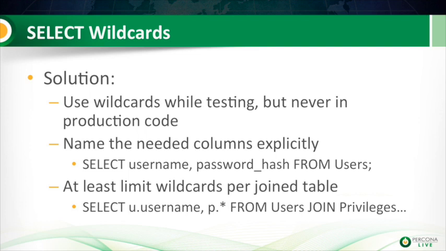Those are the only two columns that I need for this particular query, and I omit the rest. You can also use wildcards on a per table basis, which people often overlook. Maybe you only need one column from the users table, but you need all the columns from the privileges table, and it can be a useful shorthand to specify the wildcard for just the privileges table. There's an example here on the slide.